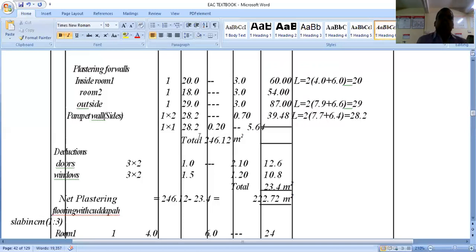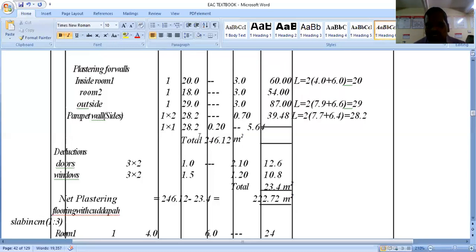See here, the size of room 1 is 4 meter by 6 meter. So how to calculate the actual length? What we have to do is just go on adding the internal perimeter. So how much will it be? 4 meter plus 6 meter plus 4 meter plus 6 meter.